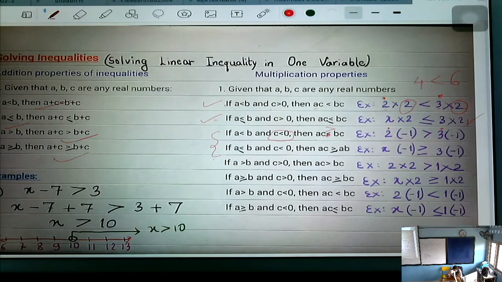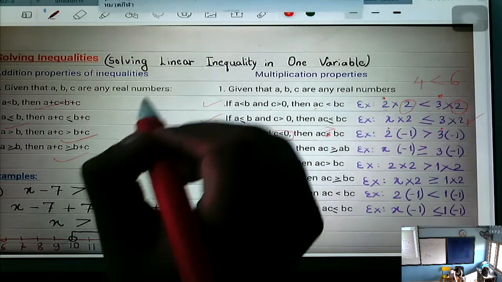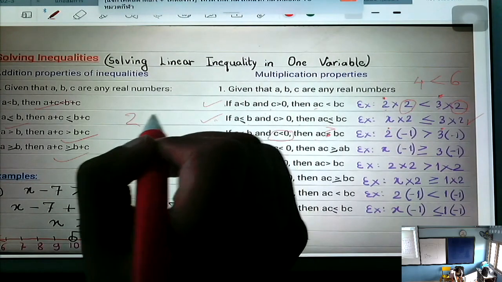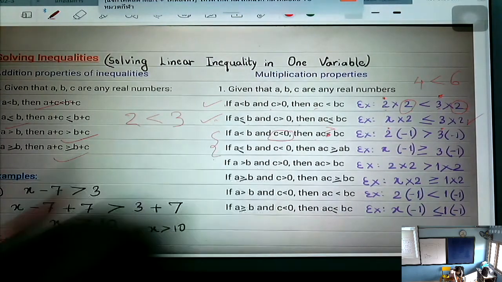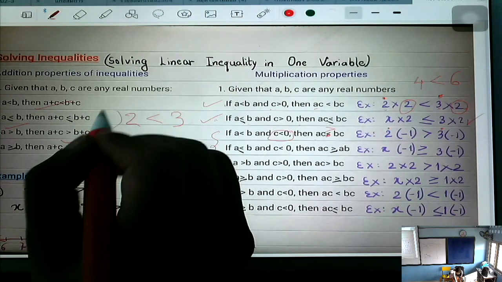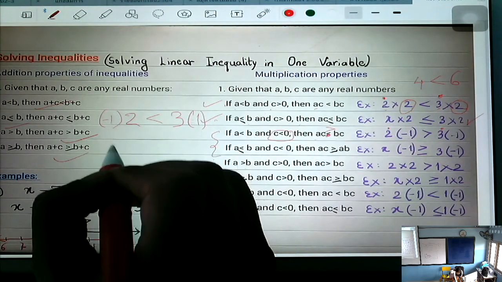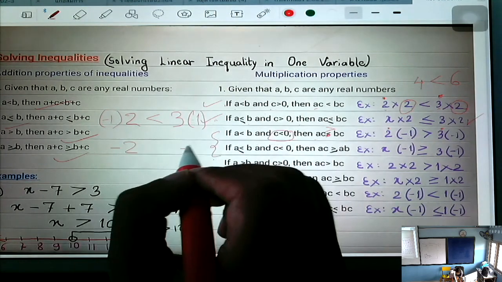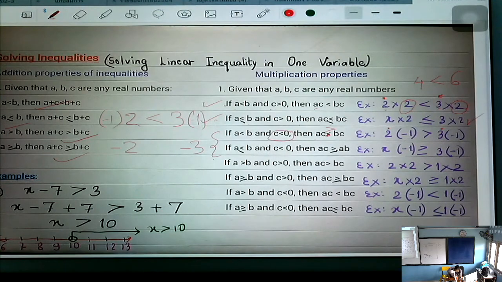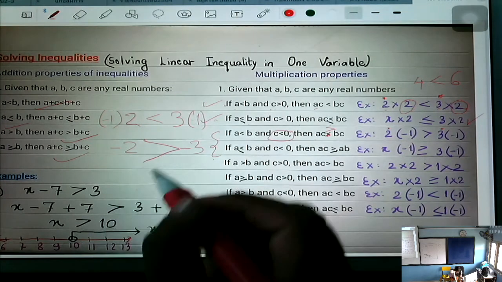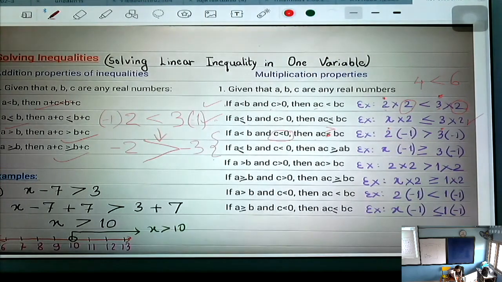then AC will be bigger than BC. Okay, let me give you an example. Look at this example. 2 is less than 3. Multiply both with a negative number. So now what happened? Minus 2, minus 3. Now which is bigger? Is minus 2 bigger or minus 3 bigger? Minus 2 is more. So did the sign change? Yes.